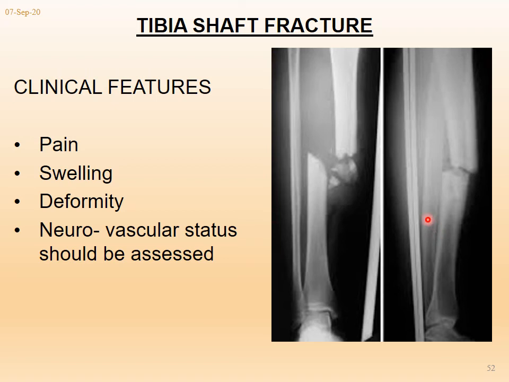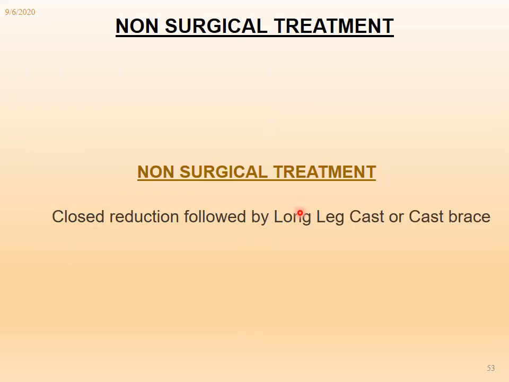Now we come to tibia shaft fractures. Tibia shaft fractures are very common. Pain occurs at the fracture site, swelling occurs at the fracture site, and there is deformity. Neurovascular status should be assessed because of the close proximity of the tibial and peroneal vessels in this part of the body. Non-surgical treatment and surgical treatment.